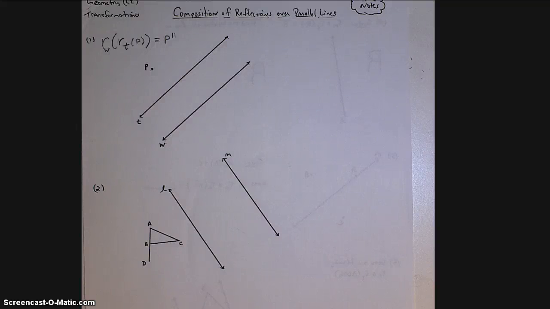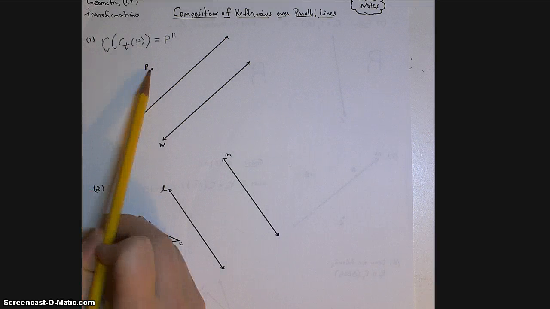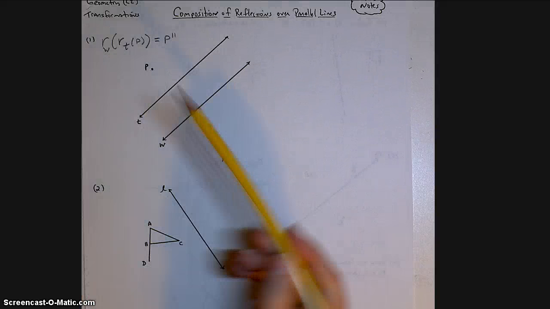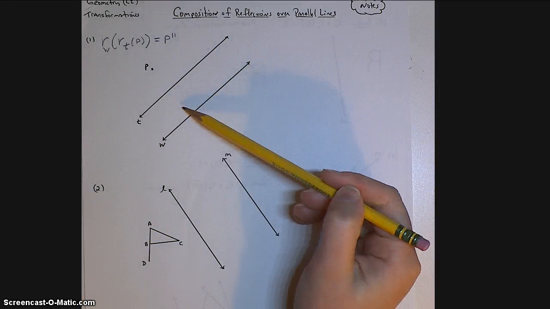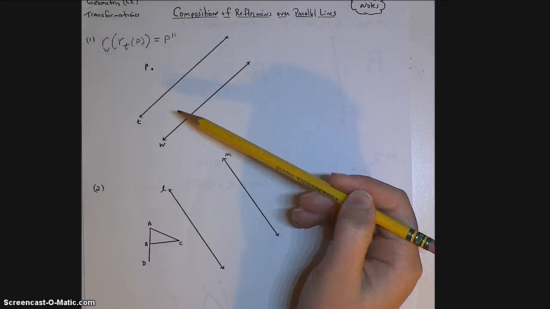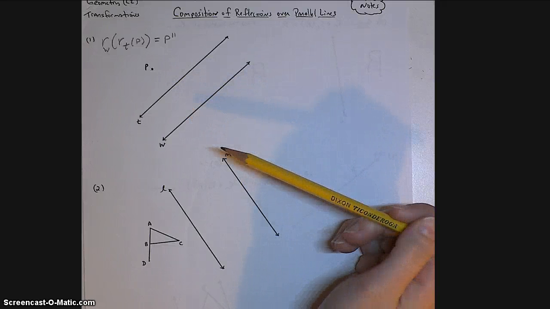Hello everybody, today we're going to learn how to draw a composition of reflections over parallel lines using a ruler. Question number 1, let's say we want to take this point P and reflect it over the line T first, then reflect it over the line W next.